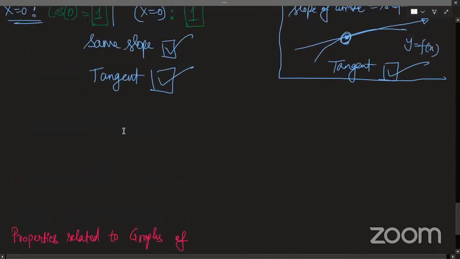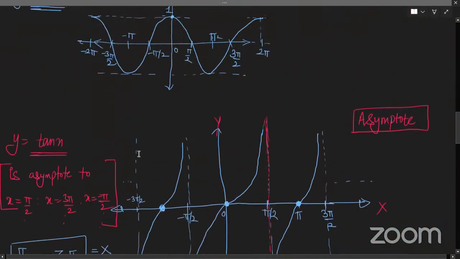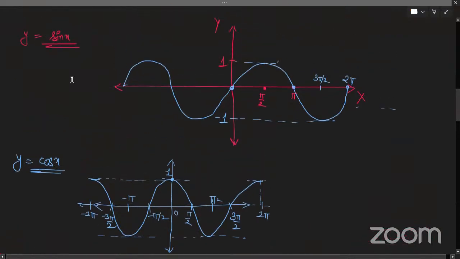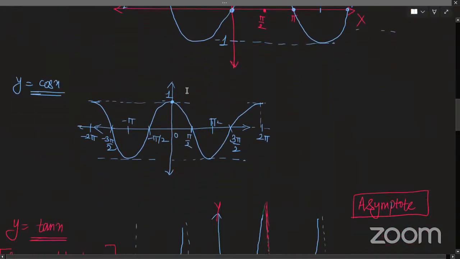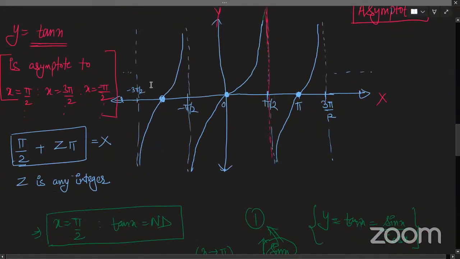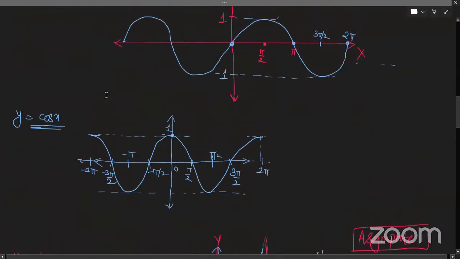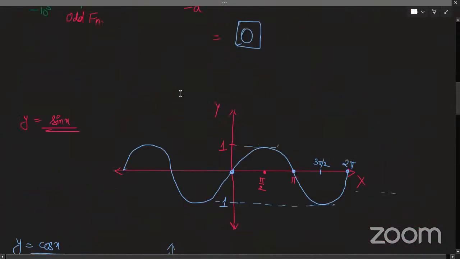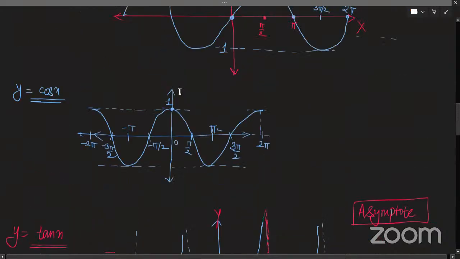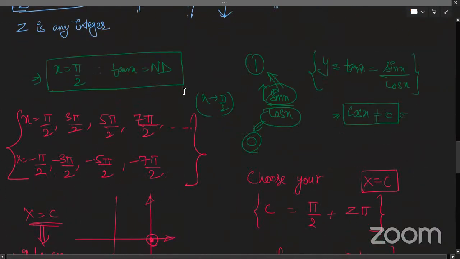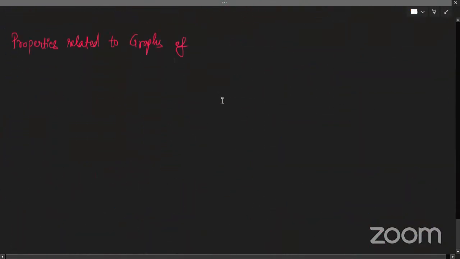I know you are, but the point is it is a very important chapter. Because what I have taught you here, for example, y is equal to cos x, y is equal to sin x. When you will learn trigonometry, I am assuming sir won't need to teach this. That is why we are just doing it that way. So there are a few properties related to graphs or functions.